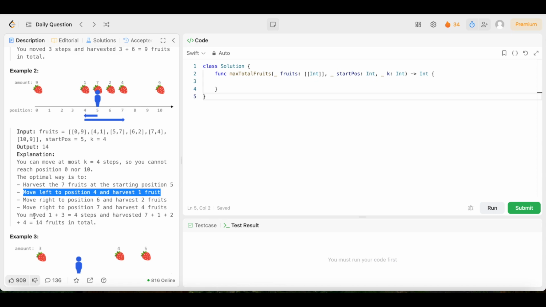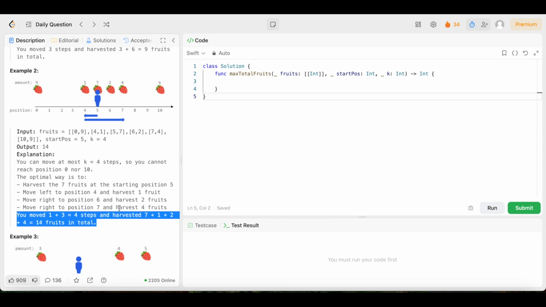Now we have 8 fruits. Boom. Then we move to the right to position 6 and harvest 2 fruits. So from 4, we already collected the fruits at 5. We already collected the fruits at 4. So now we go 2 steps to the right, 1, 2, to position 6. And now we get 2 more fruits, and now we have 10 fruits in total. Then we move to the right to position 7 and harvest 4 more fruits. And in total, we moved 1 plus 3, which equals 4 steps, and harvested 7 plus 1 plus 2 plus 4, which equals 14 fruits.